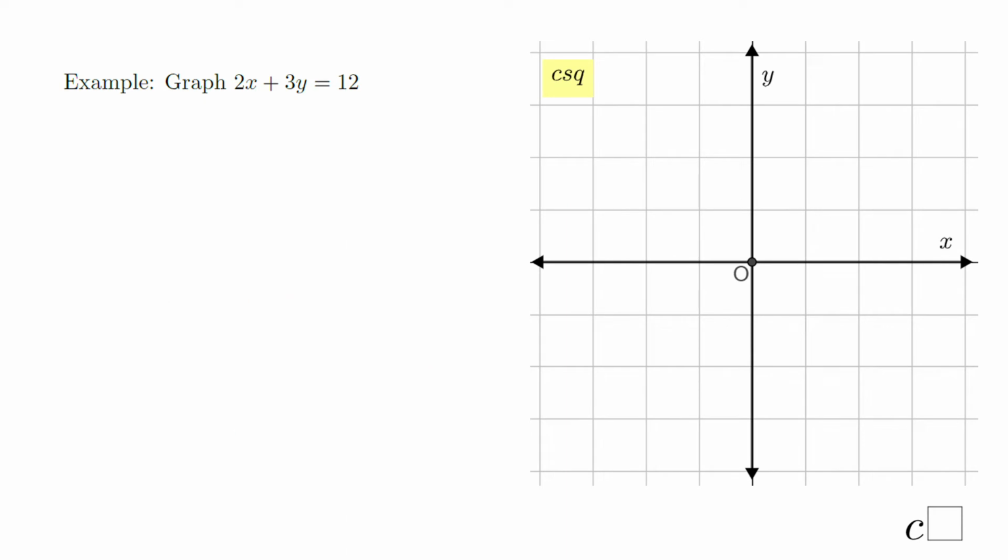Let's take a look at an example like this. You see it's a little bit different than the others. We have not y equal. We have this form, 2x plus 3y equals 12. But we can do the same thing. We can make a table, x and y. And we can pick 0. Let's see what we get.